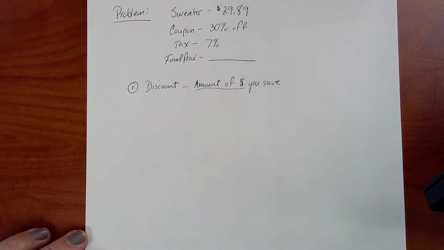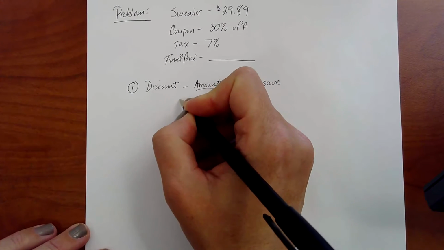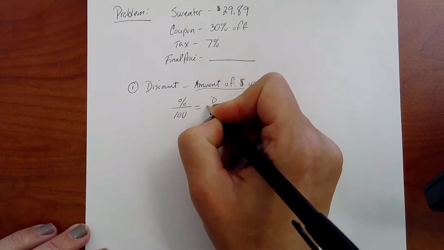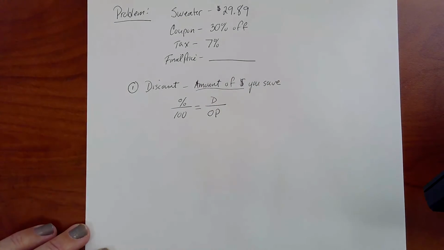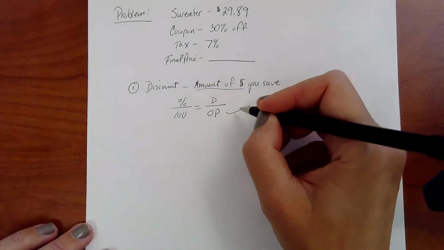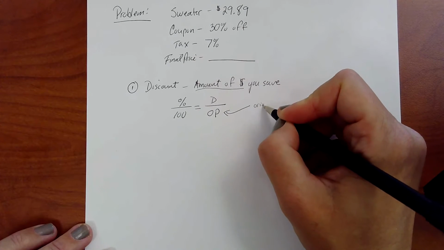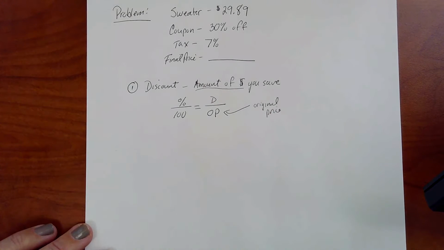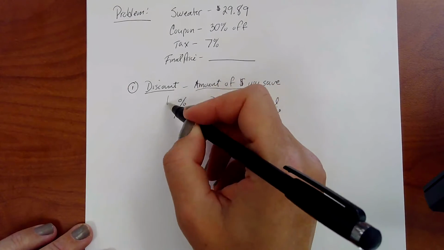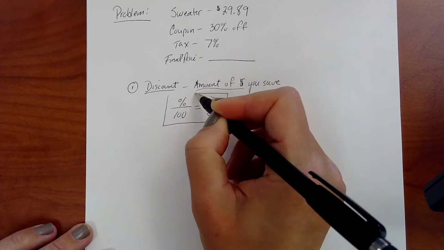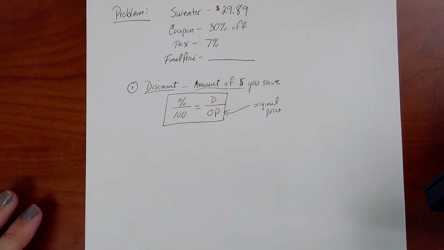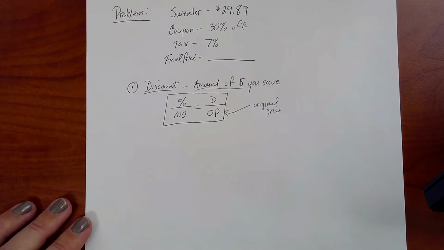So there's a formula for discount, and it's using a proportion. So let's write the formula here. It's going to be always the percent over 100 and the discount over the original price. If you want to write, that's what that means, original price. Okay, so there is the discount formula.